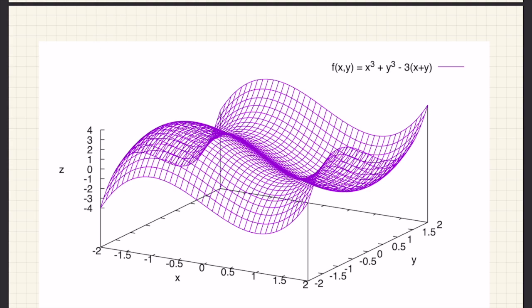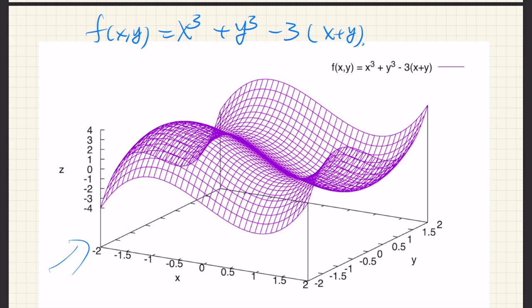We consider the function shown in this graph. f(x,y) is x cubed plus y cubed minus 3 times (x plus y). So if we plot this function, we have this graph. And let's try to find extreme values of this function. Okay, so the first thing we do is to differentiate this function once.